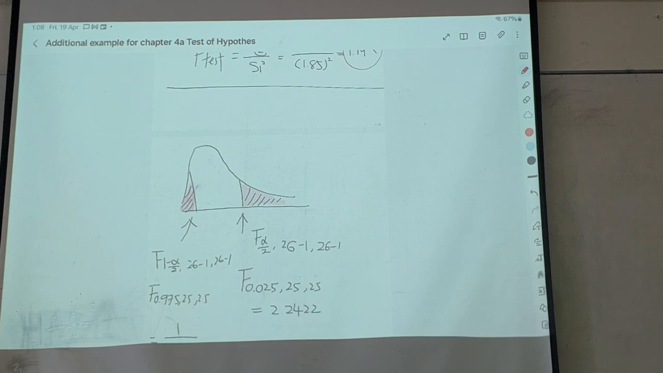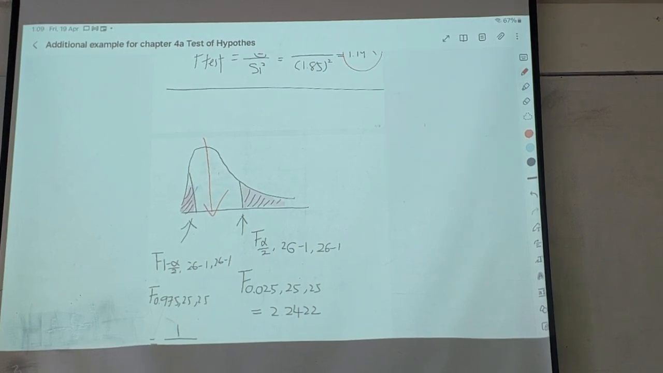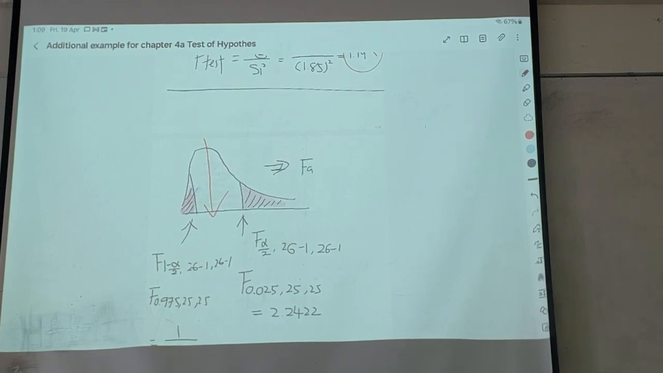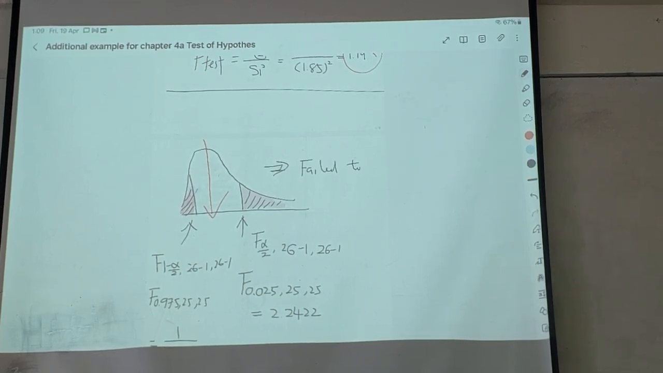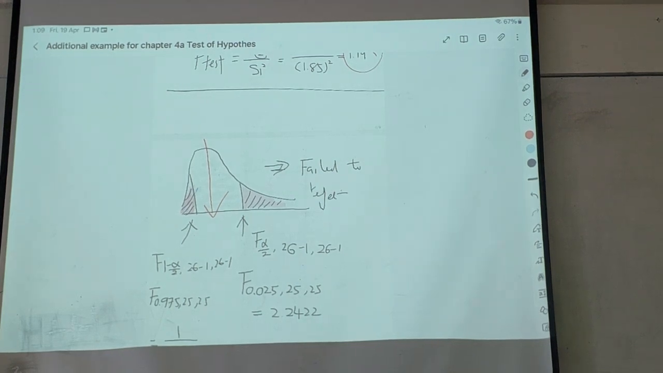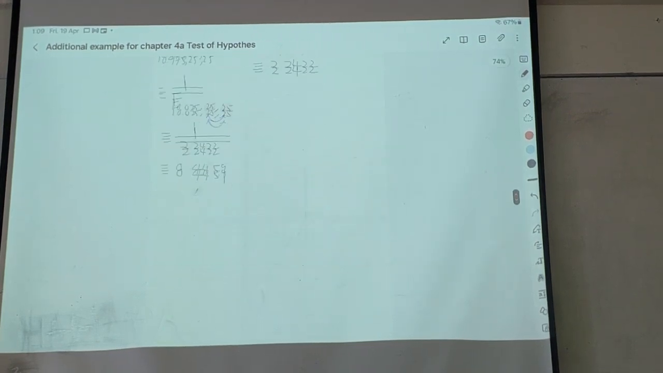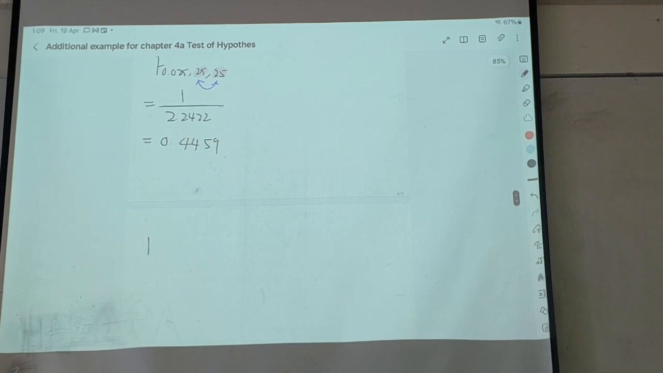Okay, it falls in the acceptance zone. Okay, so what is your conclusion? Fail to reject. Yes. Hence, the conclusion is fail to reject. Hence, we have enough evidence to prove that the variability are the same.